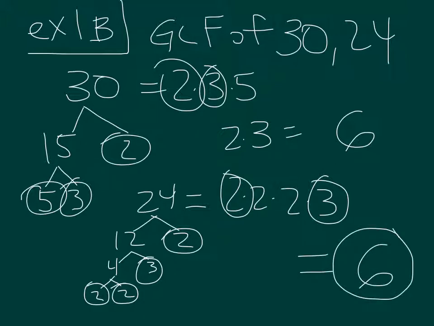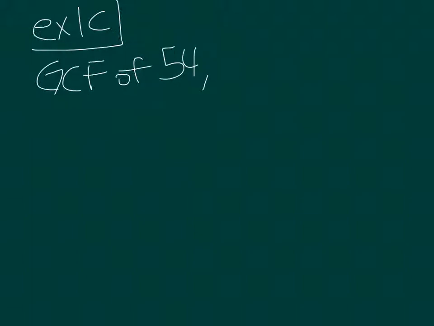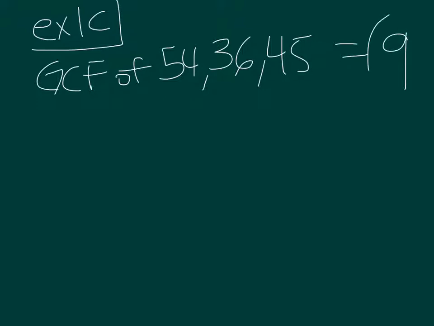Now I know you guys can probably do that in your head, looking at 30 and 24, and you probably know the answer is 6. But at least do the favor of listing all the factors. That is very helpful. And then we can try C. Example 1C says GCF of 54, 36, and 45. And I know you're probably thinking the answer is 9, and that would be correct. 9 is the biggest number that goes into all three of those.